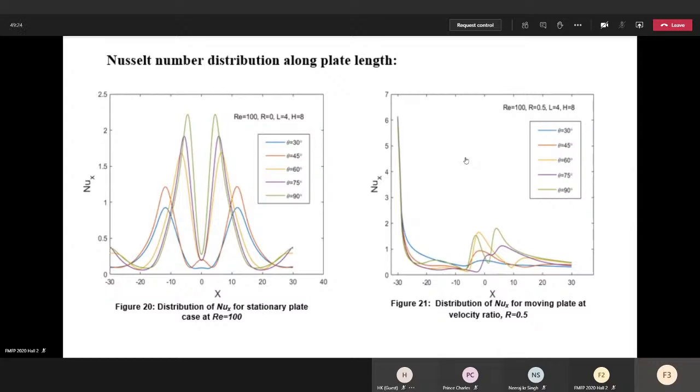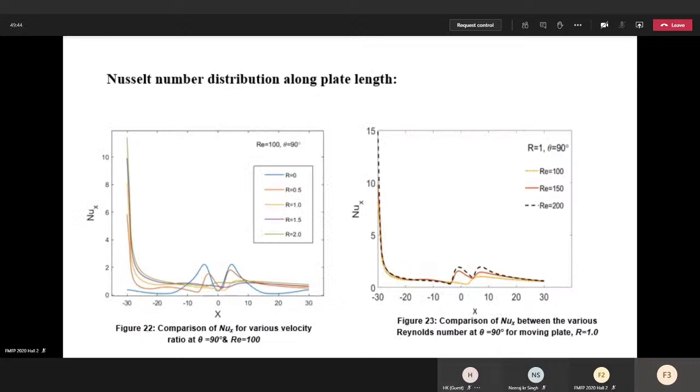Figure 21 shows one of the combinations of the moving plate condition in which impingement angle is taken as a variable. The overshoot in local Nusselt number near the left region of the jet is due to pressure outlet boundary condition and negligible or small boundary layer thickness. Figure 22 shows the Nusselt number distribution for various velocity ratios at constant impingement angle and constant Reynolds number. It can be seen that at higher velocity ratio, the value of heat transfer is higher and more uniform.